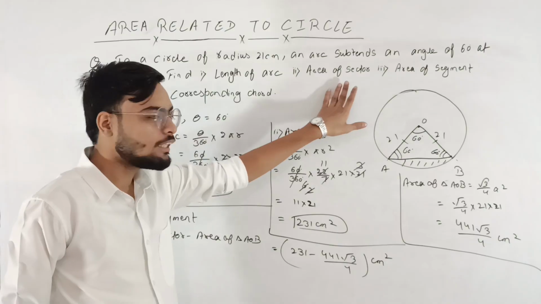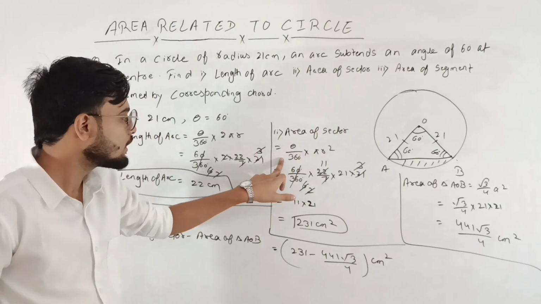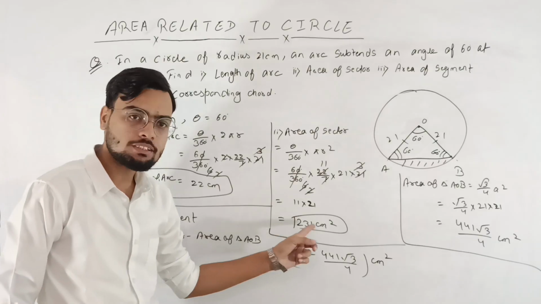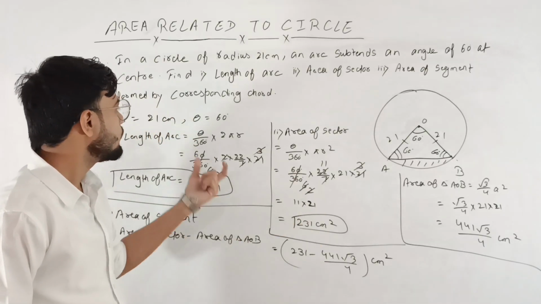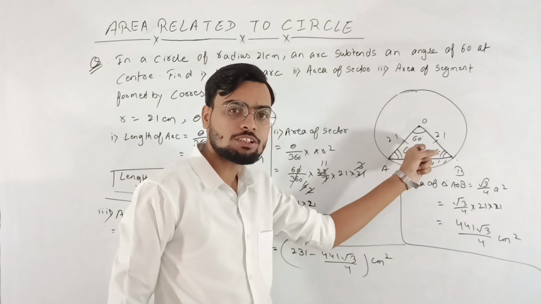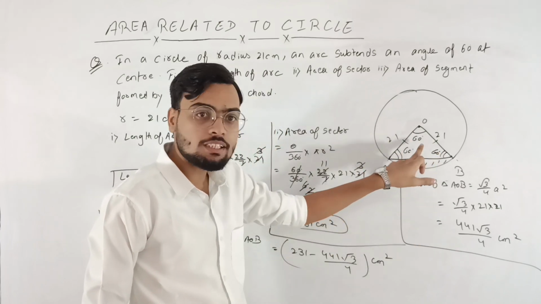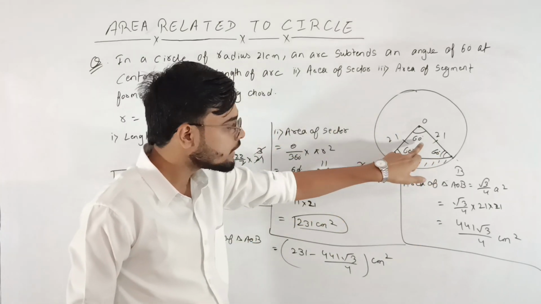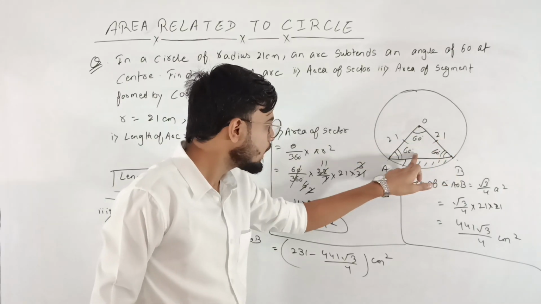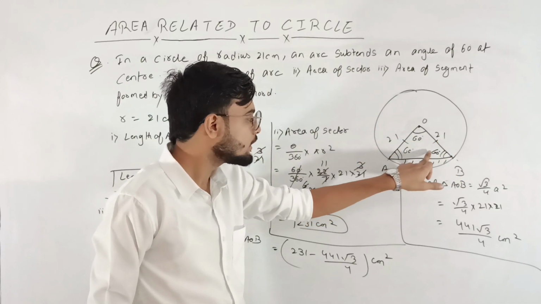Second thing is to find the area of sector. The formula is theta upon 360 degree into pi r square. Again I put the values and get 231 centimeter square. Now third thing, we have to find the area of segment. For that, first we find the area of this triangle. This triangle is an equilateral triangle. How? This is 60 degree, and OA and OB are equal because they are both radius, so this angle and this angle are also equal, so this is 60 and this is 60.